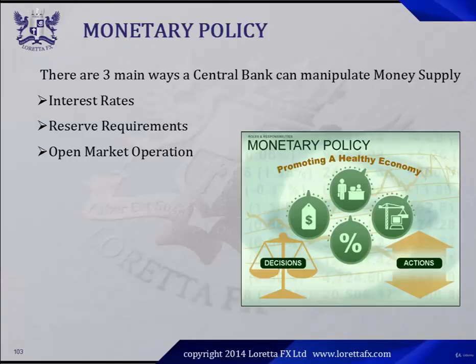Now, there are three main ways a central bank can manipulate money supply. And this is through increasing or decreasing interest rates, increasing or decreasing the reserve requirements, and through open market operations.